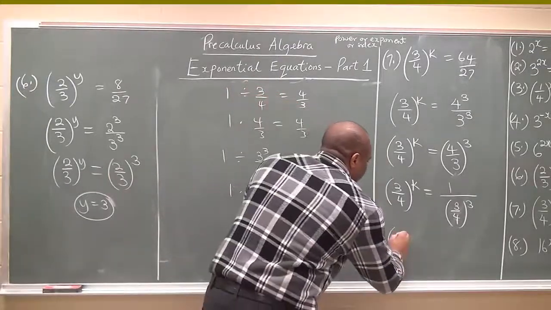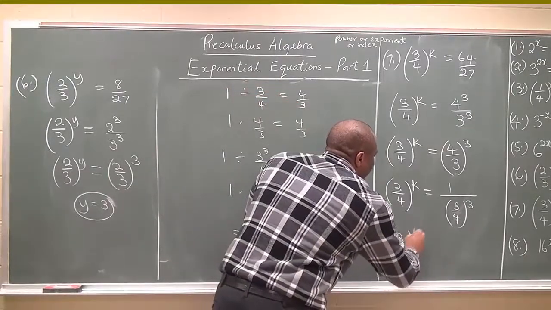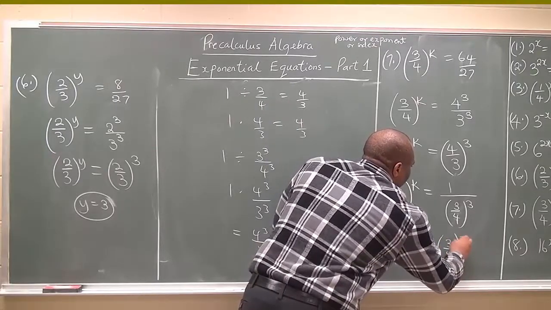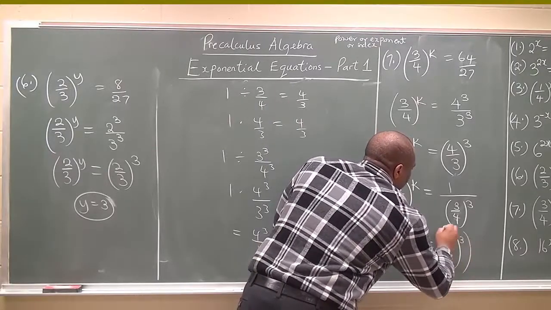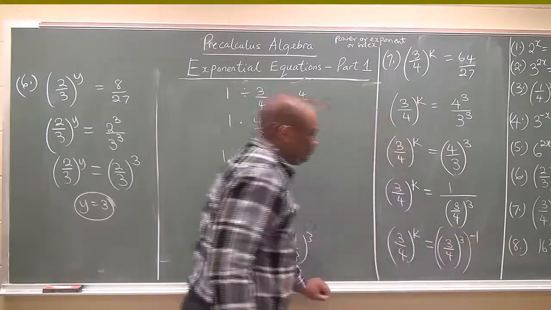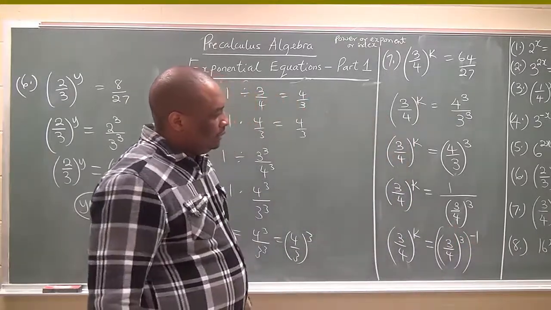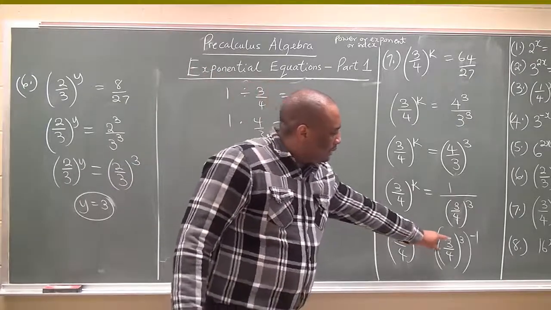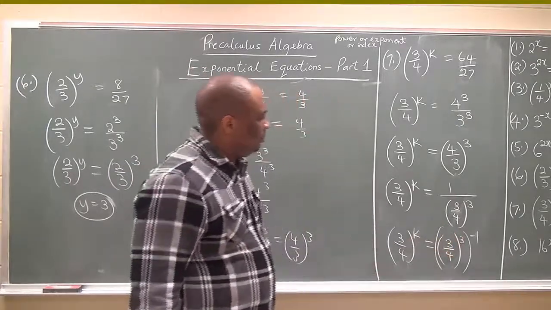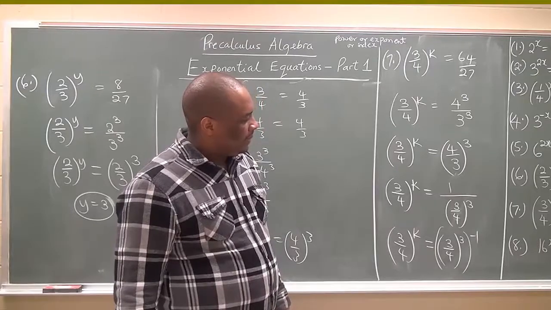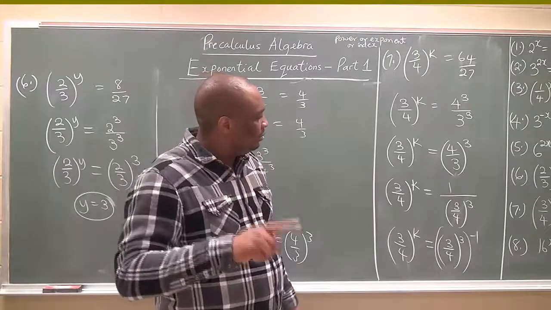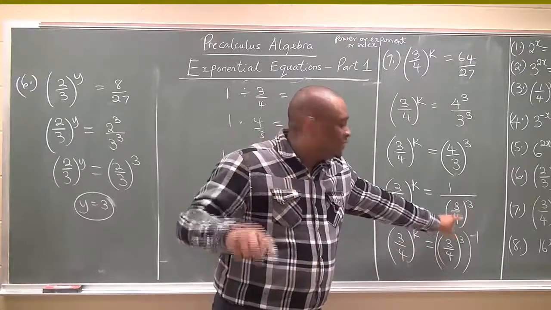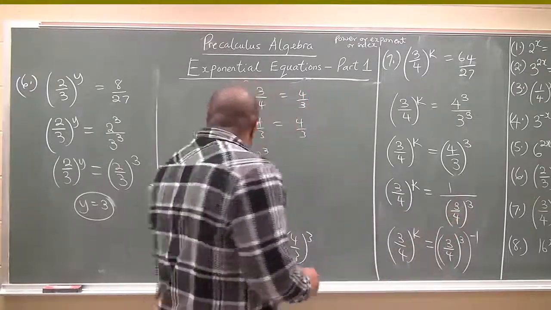So this gives us (3/4)^k equals, now this will be (3/4)^3, now all to the power of -1. Do you understand what I'm saying? Because this is -1. This is our definition of negative exponent.